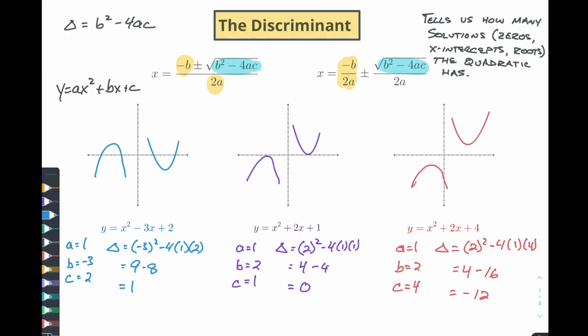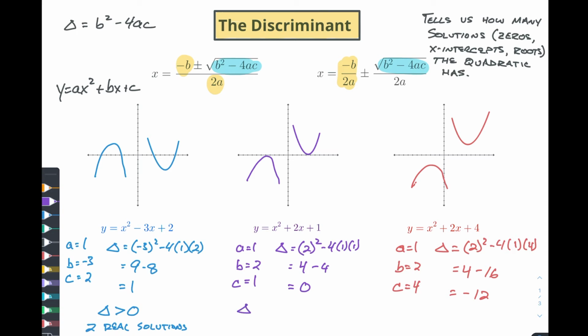We've got three very different, distinct values. So how do we summarize this? We could go through lots and lots of examples, but really what it boils down to is this. If the discriminant is greater than 0, then you are going to have two real solutions.